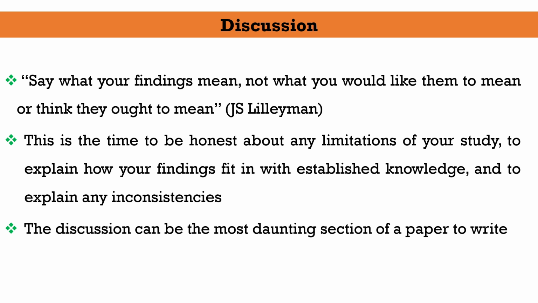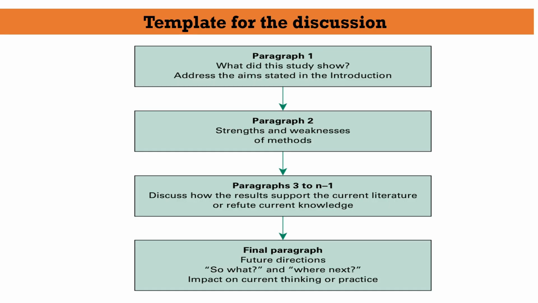So here is a summarized table that should guide researchers in discussing their results. You can do this in at least four paragraphs or more, but the structure of the paragraphs should be like this: paragraph 1 should give us what the study showed, in this case how the aims of the study are answered by your research.